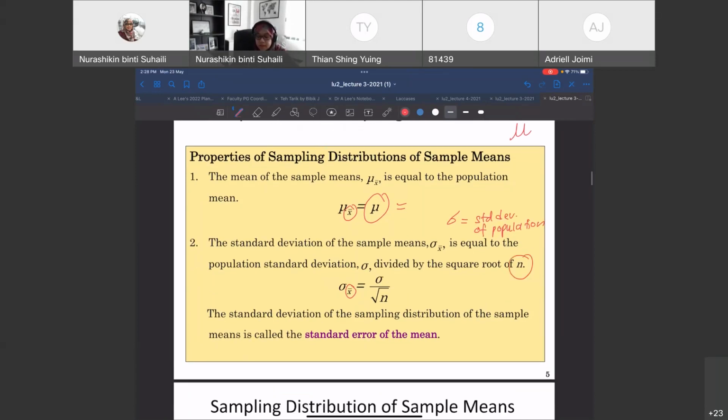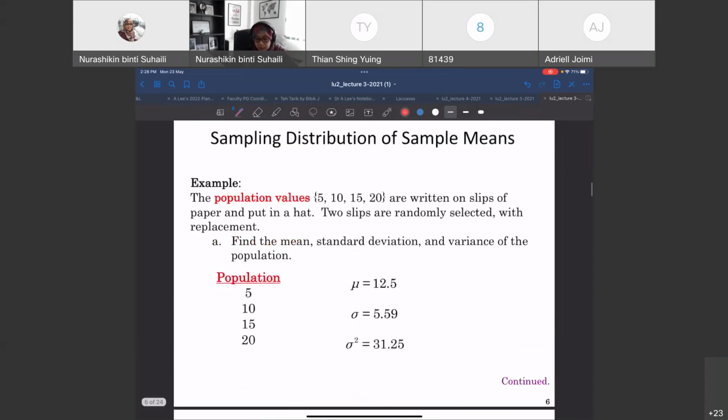n is the size of the sample. The standard deviation of the sampling distribution of the sample means is called the standard error of the mean. That's another term that you have to take note of. Okay, let's have a look at an example here.